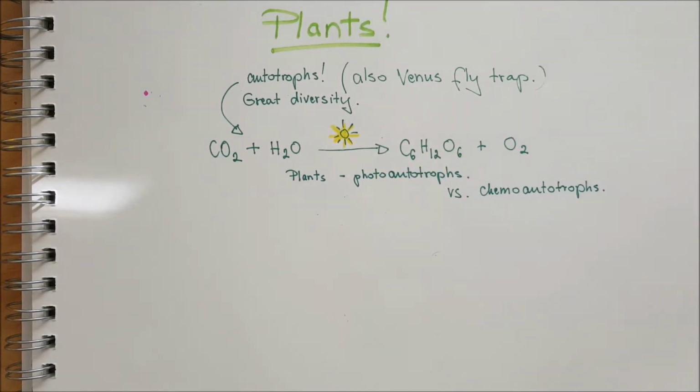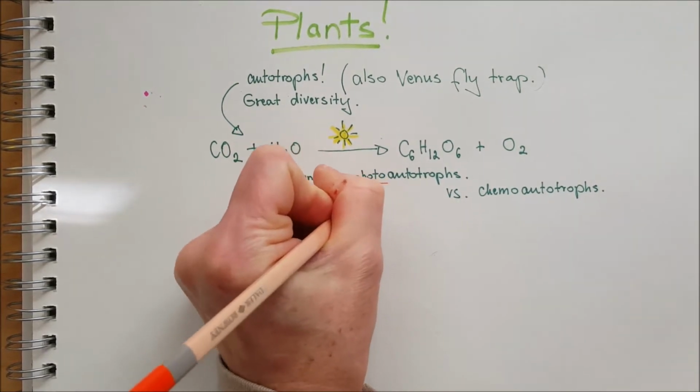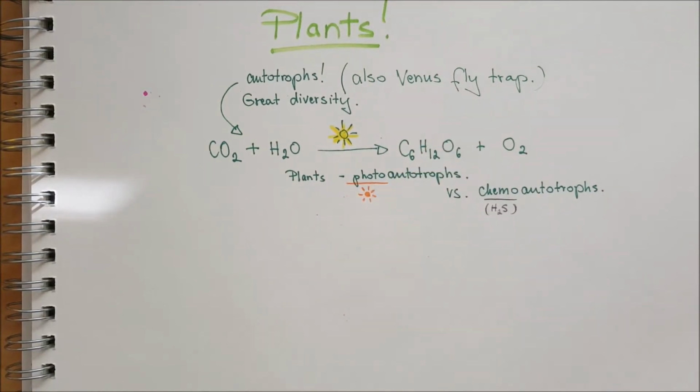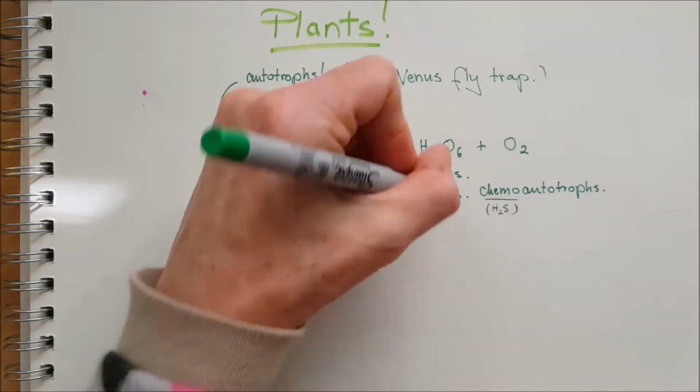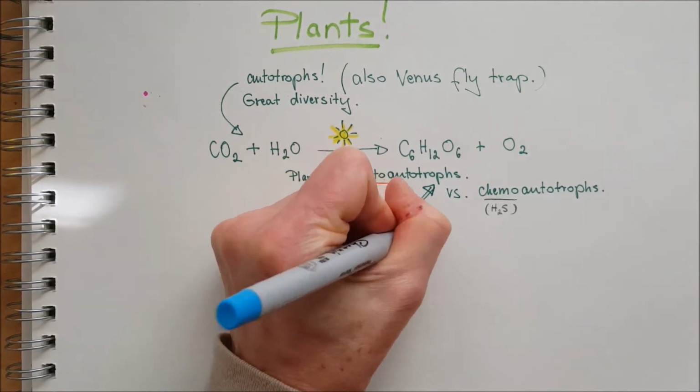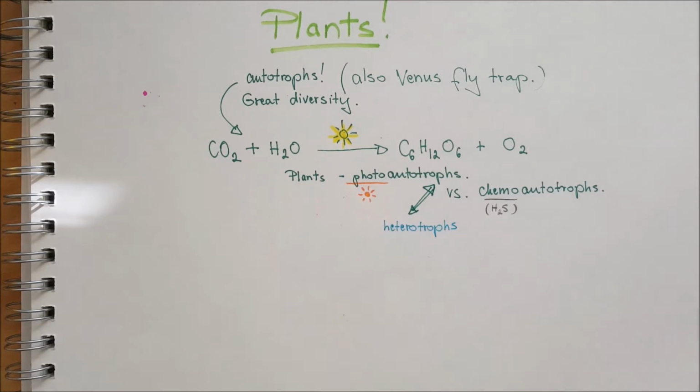Versus the chemoautotrophs, which use inorganic material like hydrogen sulfide as an energy source. Again, versus the autotrophs are the heterotrophs, which cannot make their own food. They rely on the autotroph organisms.